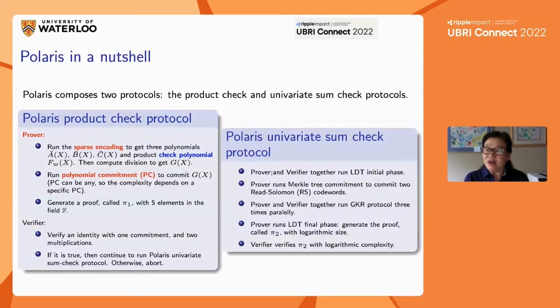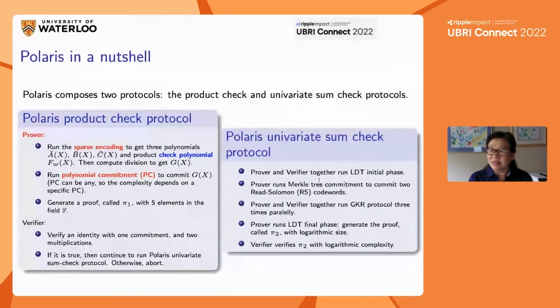So the prover and verifier together run the low-degree test initial phase. Here I involve the verifier, but basically the verifier just picks random values. By the Fiat-Shamir transform, we can make the prover pick those random values, so that it will be non-interactive. However, here for simplicity, I just write it in such a way.